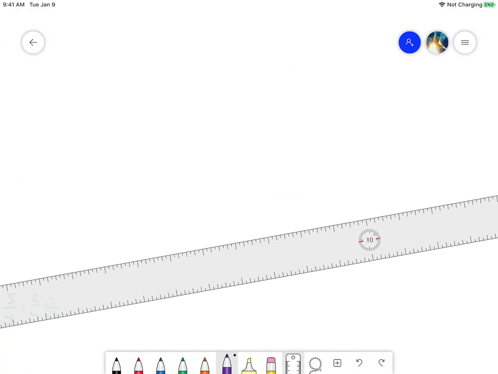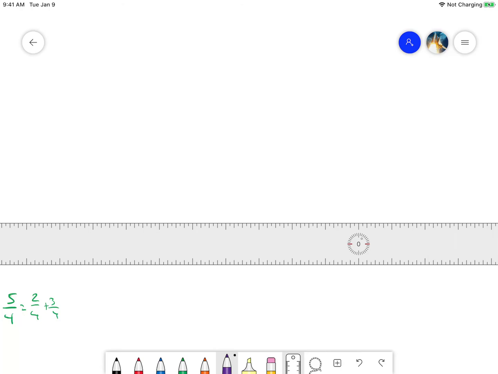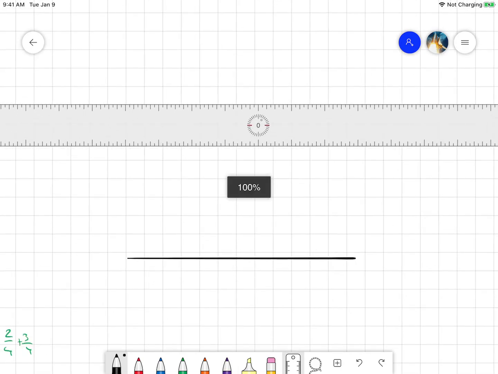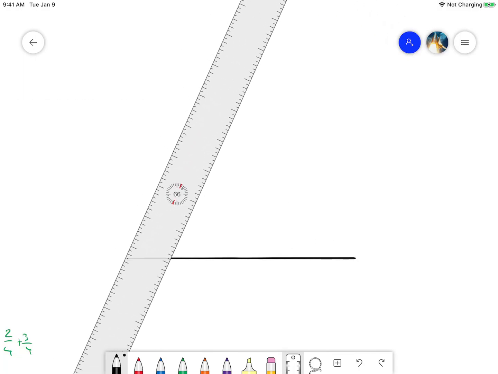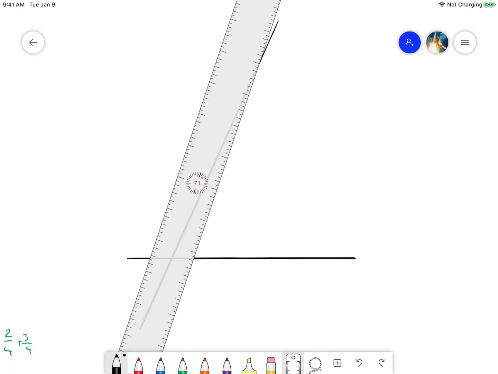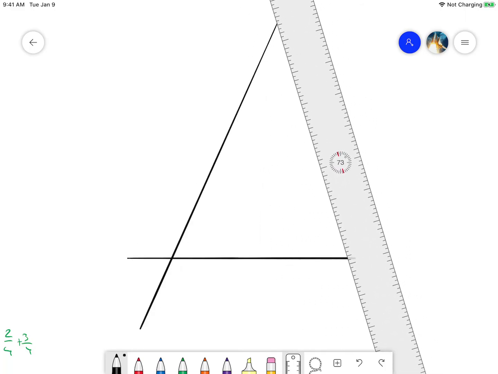Sorry, I have to draw my triangle in here really quick. Oops. Trust me, this will make sense why I'm doing this in just a minute.